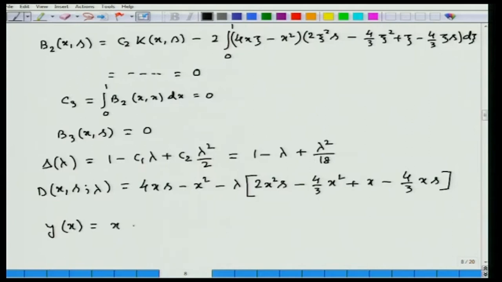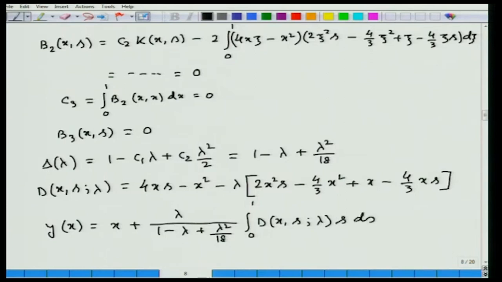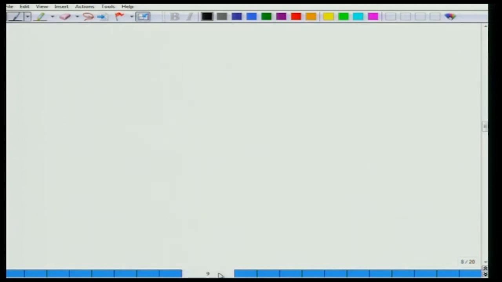x equal to x plus lambda divided by 1 minus lambda plus lambda square by 18, then integral 0 to 1 d of x s lambda s ds, because f x equal to x. So, f s is equal to s. So, this is the solution to the given integral equation. Next, we consider one more example.